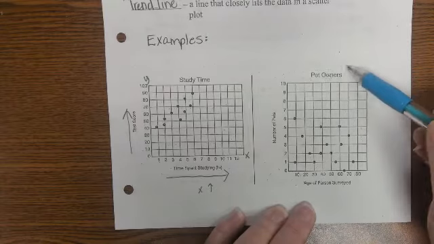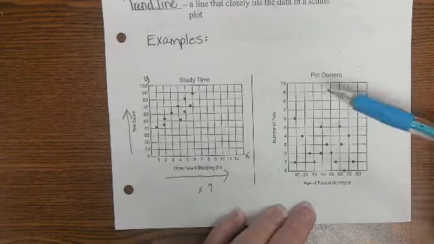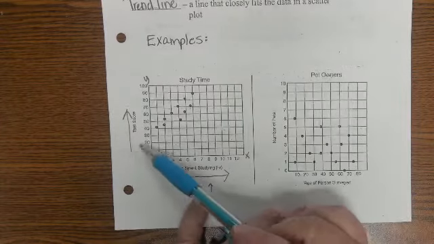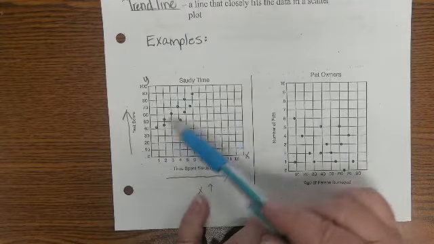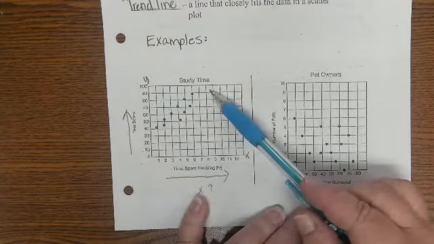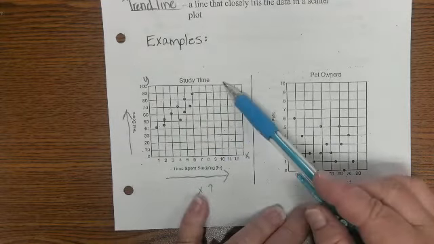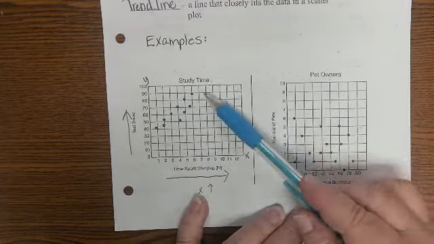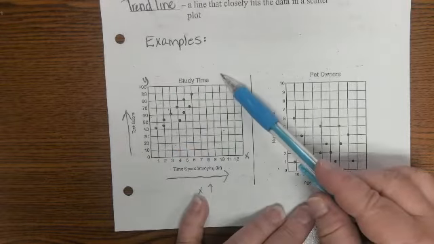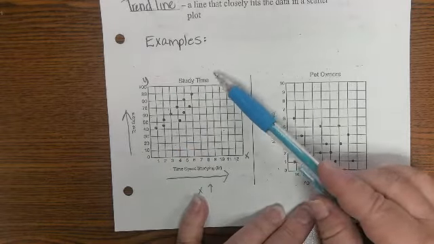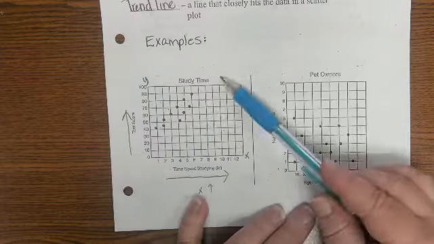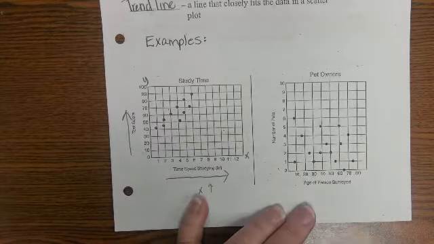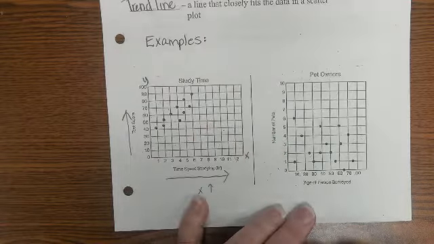Let's look at this one. It says pet owners. Do you see the difference between the two? This is very linear, and it's going up from left to right. Do you remember our lines when we were looking at slope? And they went up from left to right, they were positive. So this would be a positive linear relationship because it's fairly straight, okay? You know, it's not going to be perfect, but it's fairly straight.